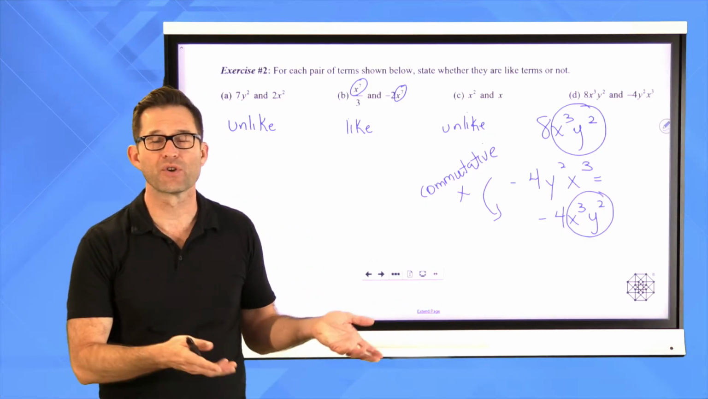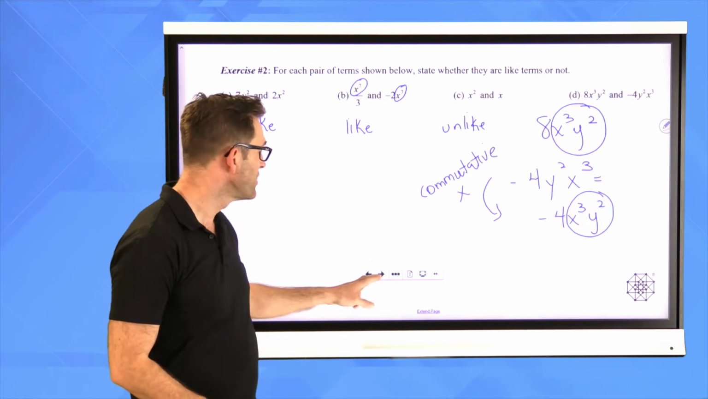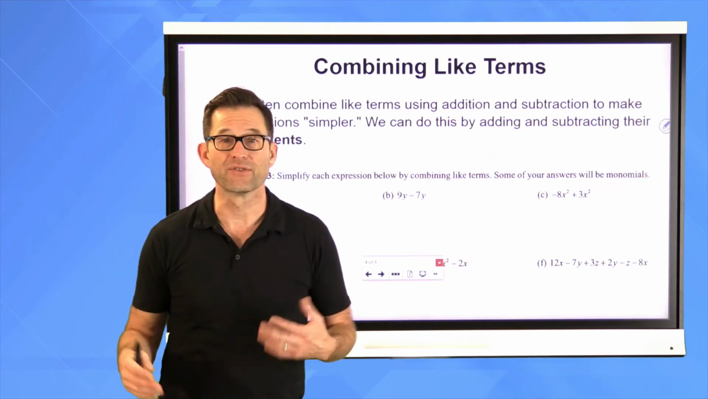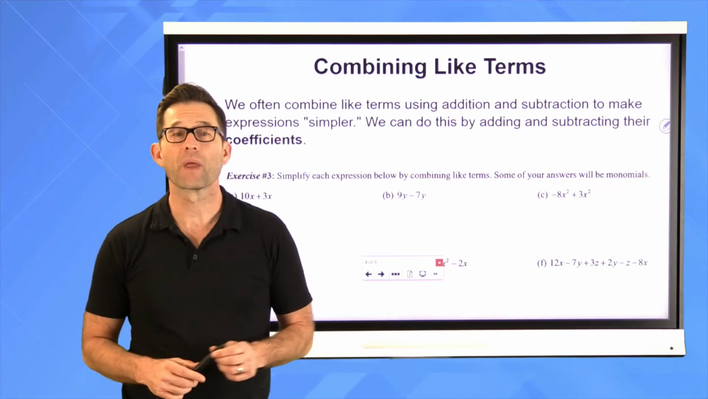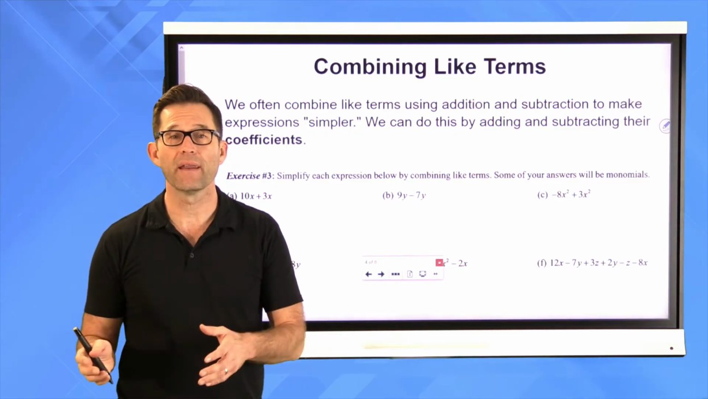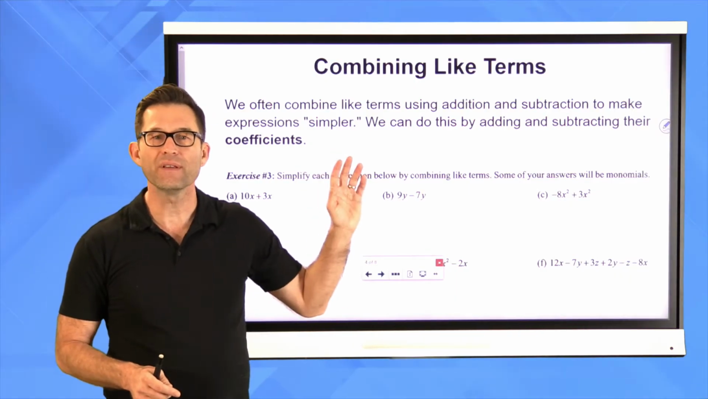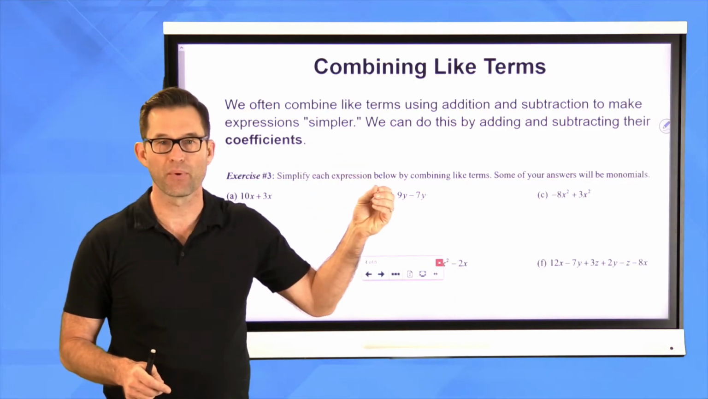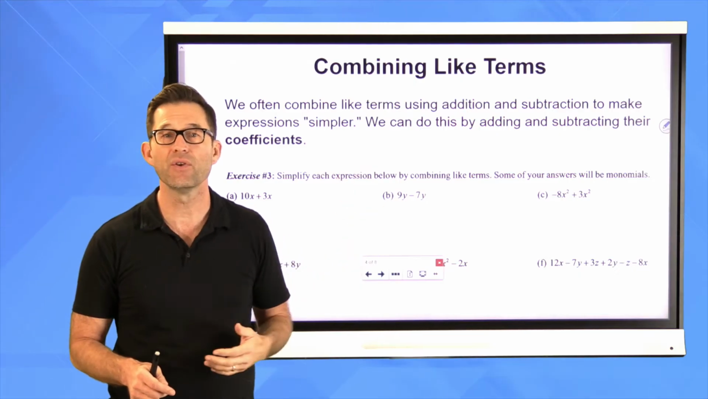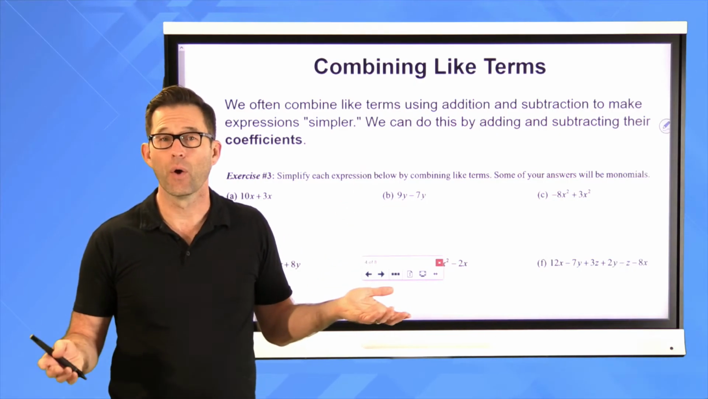Okay. So what's the point? So what? Some terms are like terms, some terms are unlike terms. Well, let's get into the point of why we even care about like terms. We care about them because we can often combine like terms that are being added or subtracted from one another, and we do this in order to make expressions simpler. And it's very easy to do because all we have to really do is add or subtract their coefficients.